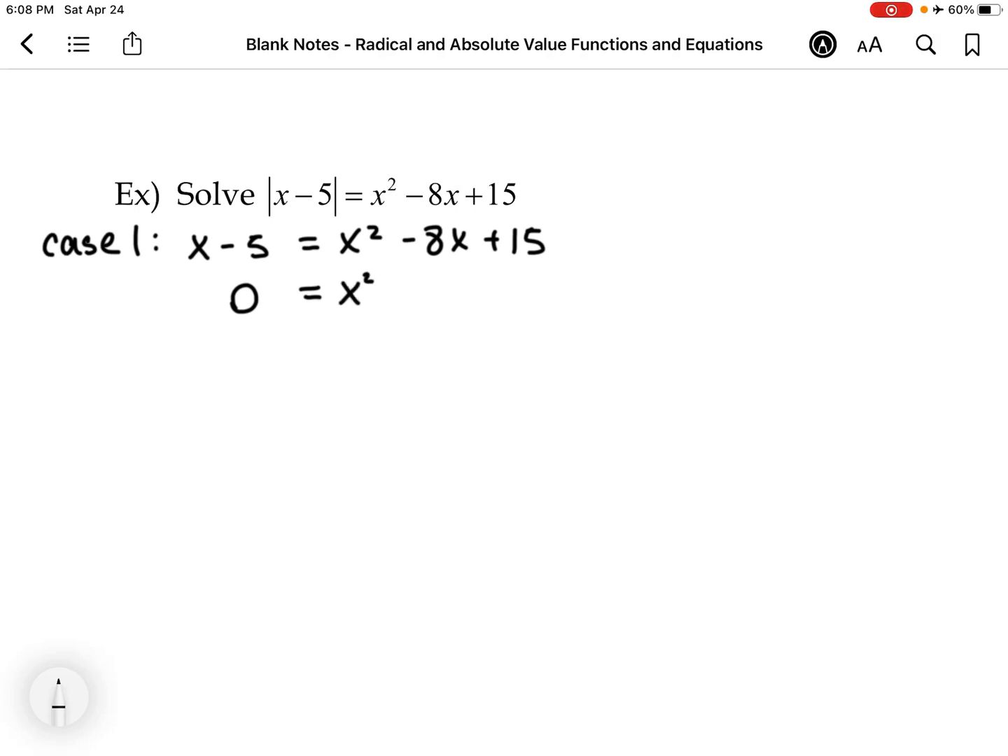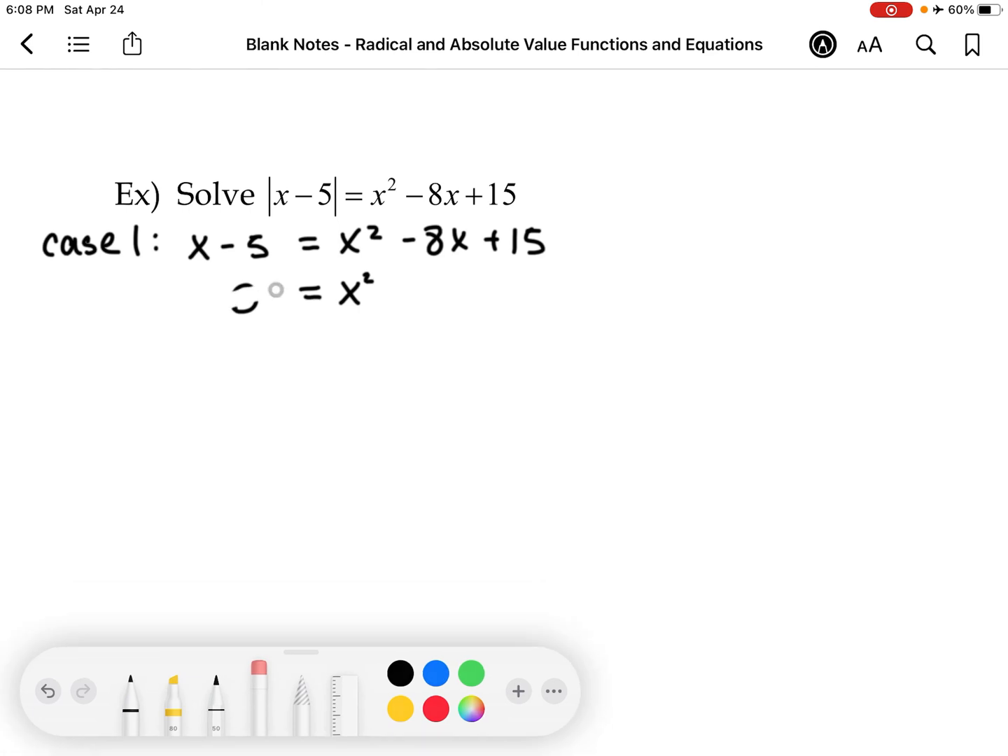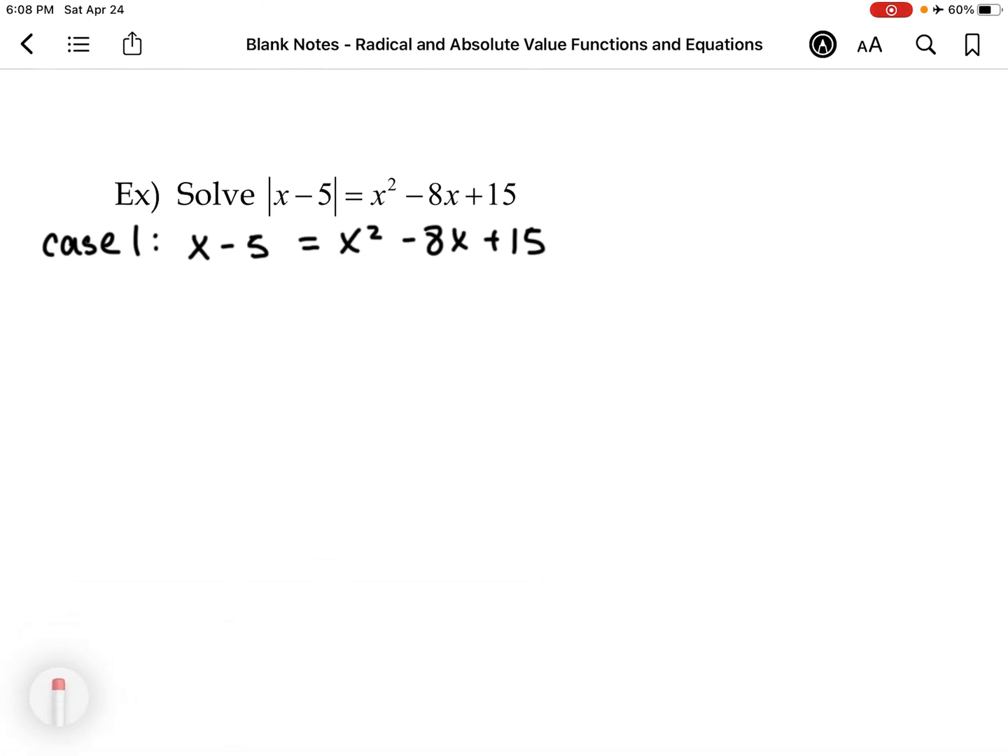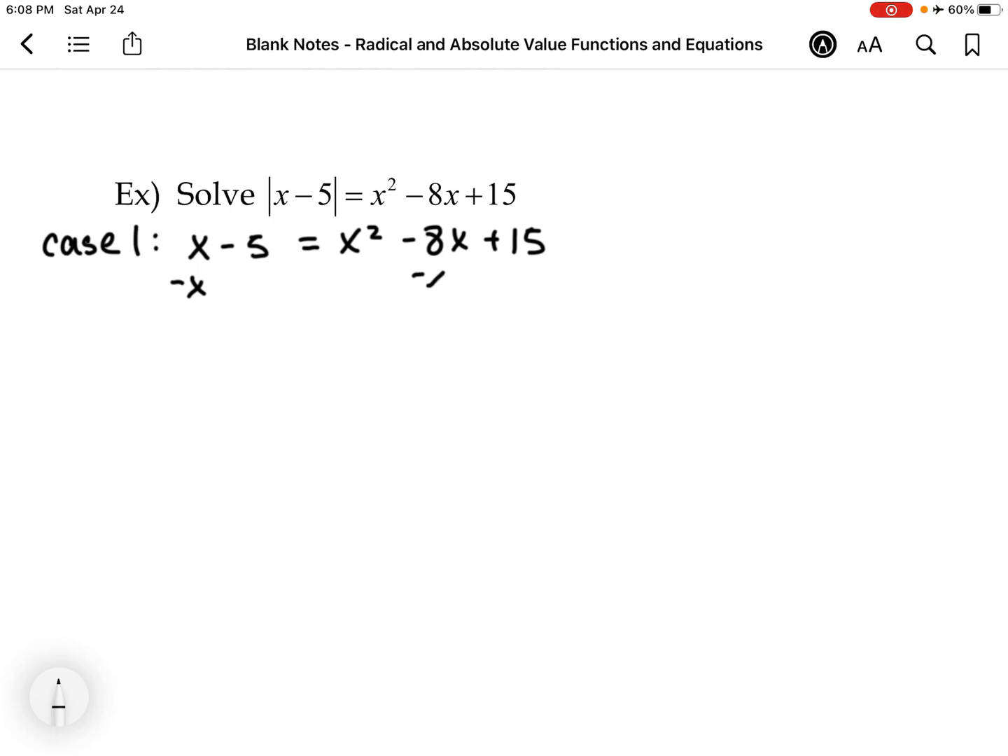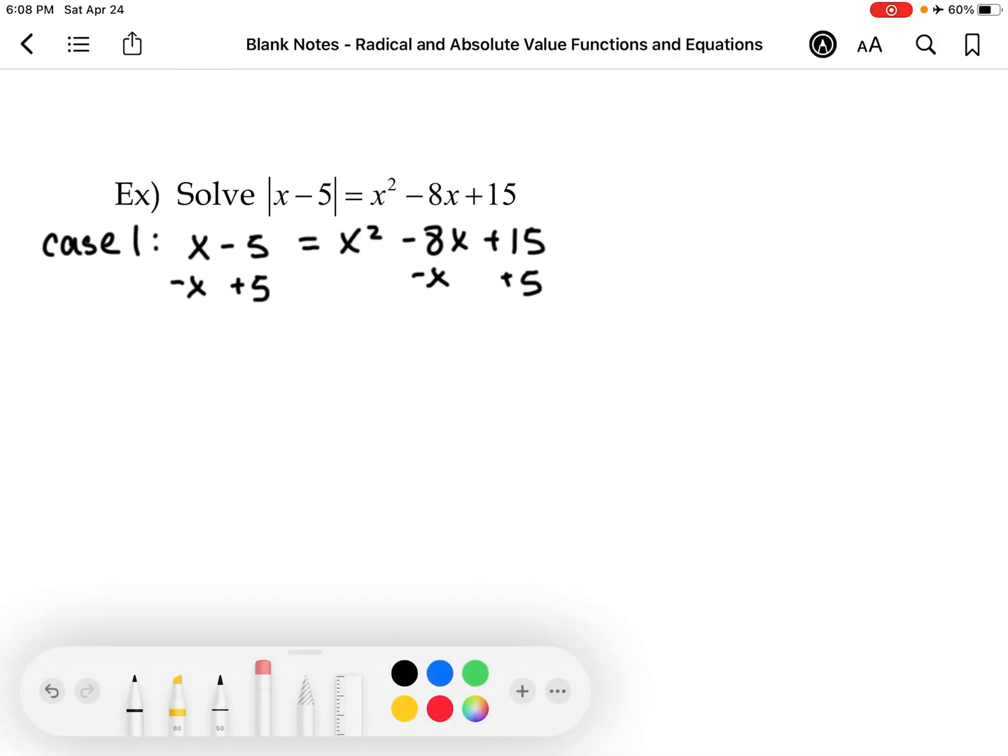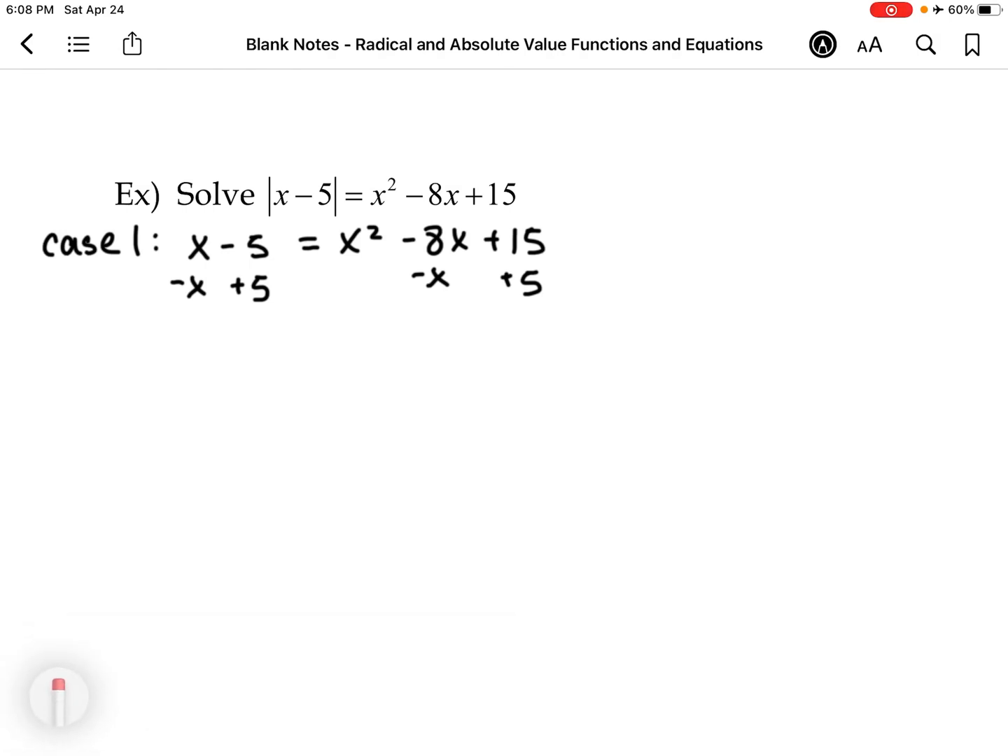x squared. Oh, sorry, I should probably write down what I'm doing there, right? To get to 0, I am subtracting x from both sides and adding 5 to both sides. There we go. That's better. Okay, now let's write down the next line. So 0 equals x squared, and then this is going to be minus 9x plus 20.